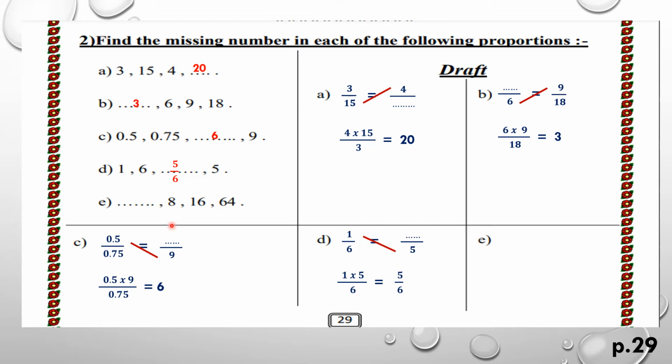Letter E, dots, 8, 16, and 64. Put it in the form of a fraction first. Dots over 8 equals 16 over 64. Do we have a completed cross? Yes, we have. 8 and 16. So to find the missing term, what should we do? 8 times 16 over 64, which is equal to 2. So my answer here will be 2.